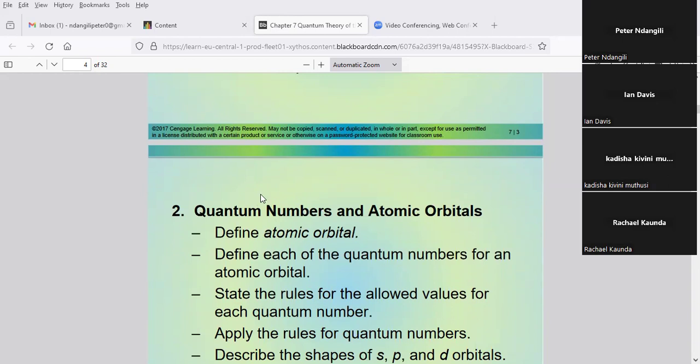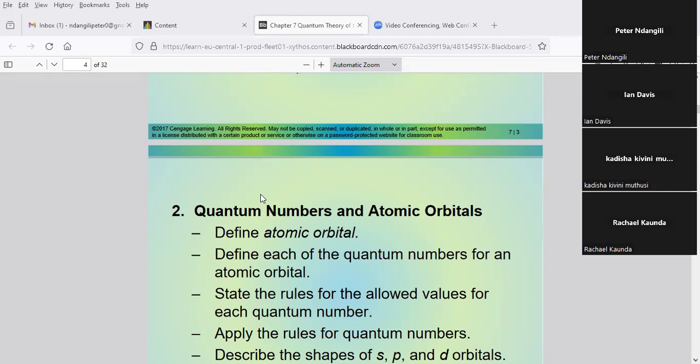When we are applying these rules of quantum numbers, we'll be able to determine how many electrons can maximally be accommodated in the first energy level, in the second energy level, and in the third energy level. Remember, in the last lesson, we were talking about 2 electrons in the first one, 8 electrons in the second one, 18 electrons in the third one. And this is a slight departure from the theory that you know.